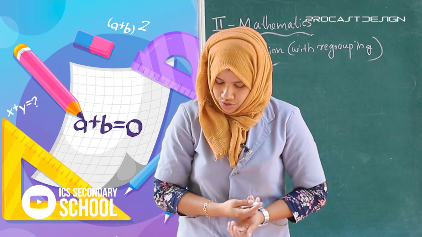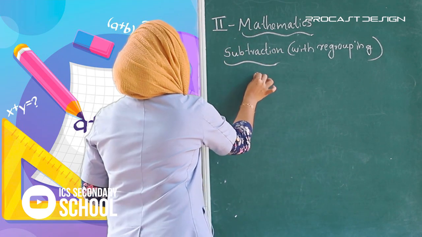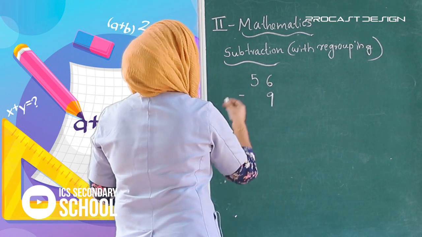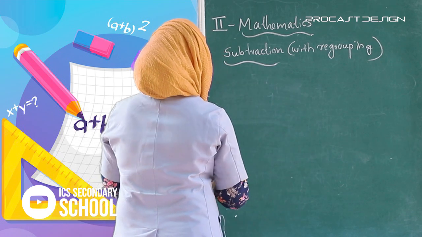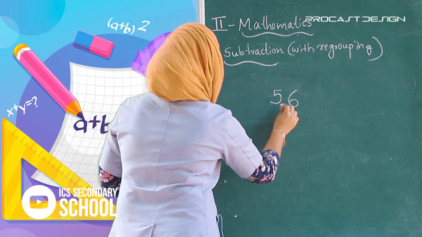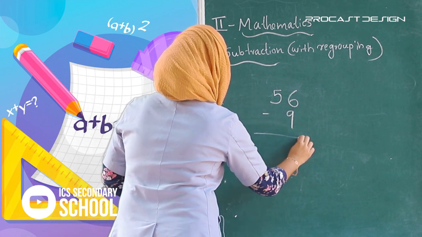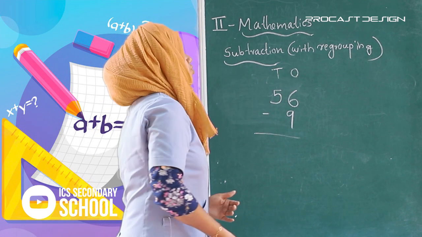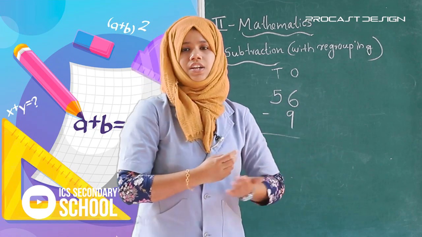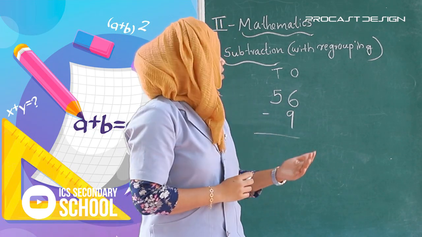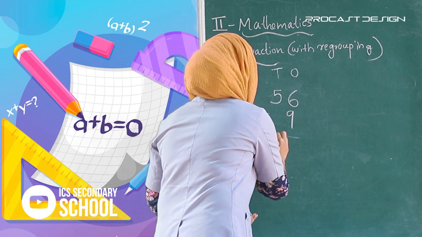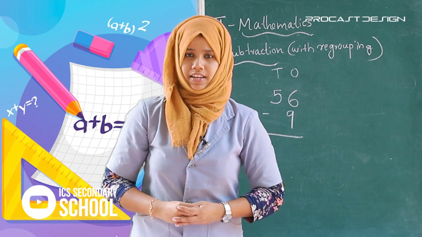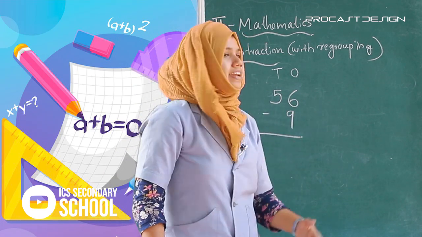I will show with an example. This is the ones column and this is the tens column, okay? First we solve the ones column, the digit in the ones column. The first one is 6 minus 9. What is the answer? 6 minus 9.